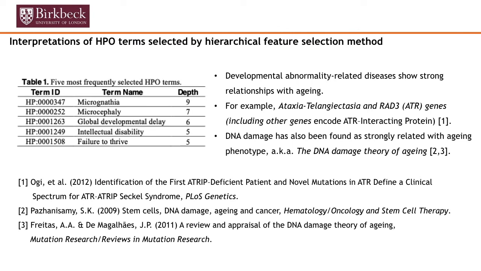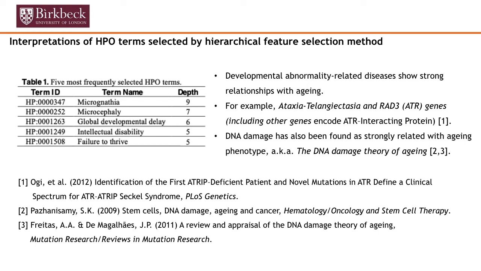Okay, and then we talk about some interpretations of the HPO terms selected by hierarchical feature selection. Basically, as you can see on the table, on the left-hand side, it shows the 5 most important HPO terms selected by the HIP plus method. They are relevant to developmental abnormalities, related diseases, and it shows a very strong link with aging.